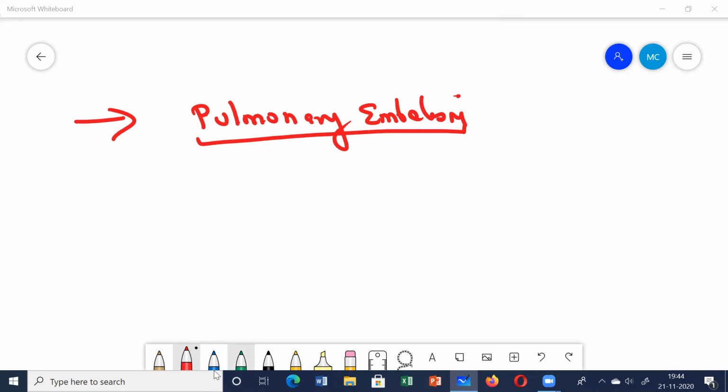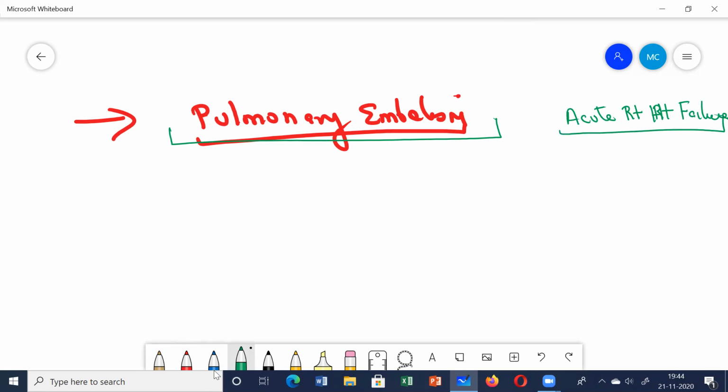First, let us see what features of pulmonary embolism we can find in the patient, and if this pulmonary embolism has also caused acute right heart failure, what are the features of acute right heart failure? We'll discuss pulmonary embolism separately in the respiratory chapter. Just know a few basic things the patient mainly presents with. The patient will come to you with acute dyspnea. Hemoptysis.